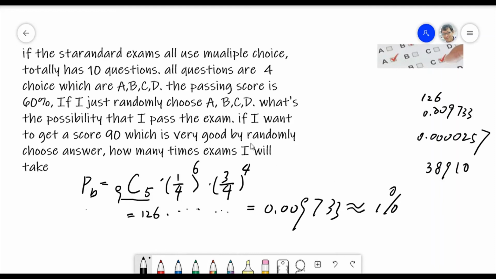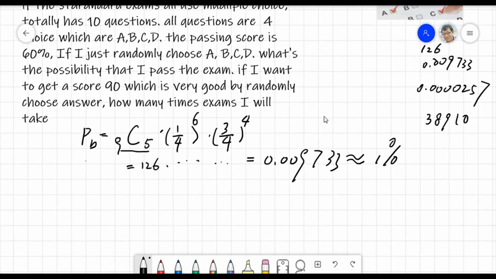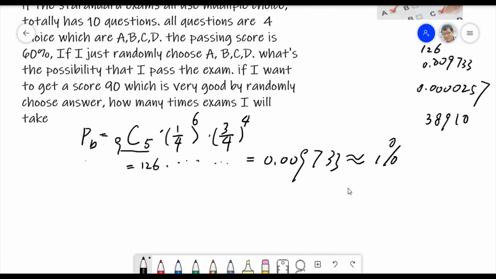Okay, let's go to the second one. So it's very ambitious, right? I don't know any answer, but I want to get a score of 90. So they ask how many times I would have to take the exam to get 90 one time. Let's see. First, the same formula, but what is changed? The score is 90, right?